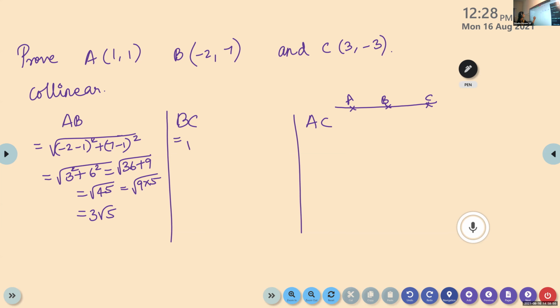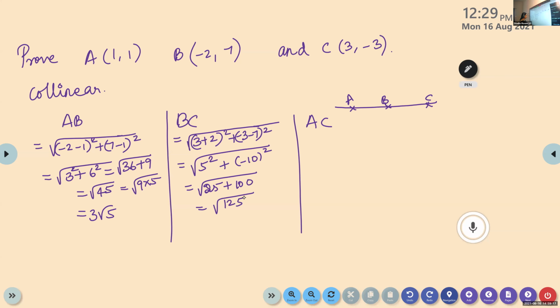Now find out BC. BC is in the same way, 3 minus of minus 3, plus 2 the whole square... 3 minus 7 the whole square. So which is root of 5 square plus minus 10 the whole square. So which is 25 plus 100. So we can write this as root 125. Root 25, how can we write it? Is it 25 into 5? We can take the root of 25 and write this as 5 root 5.